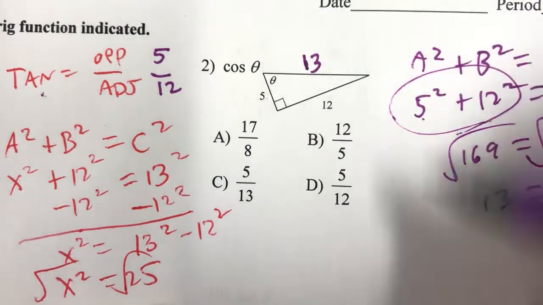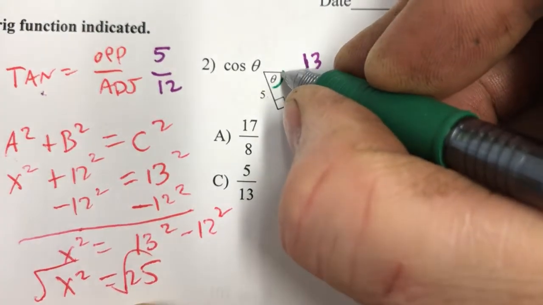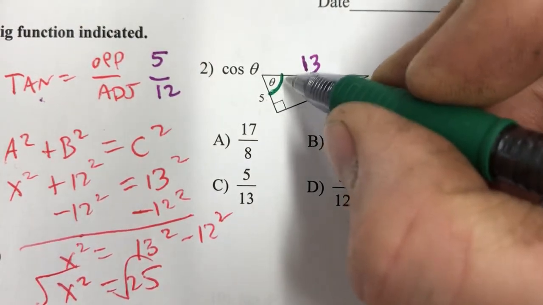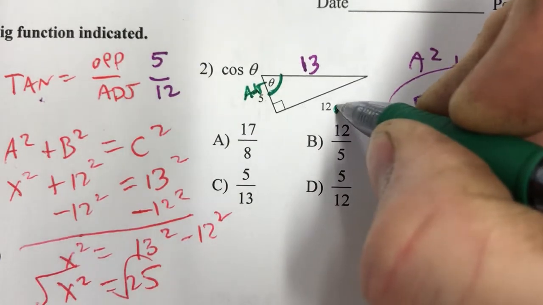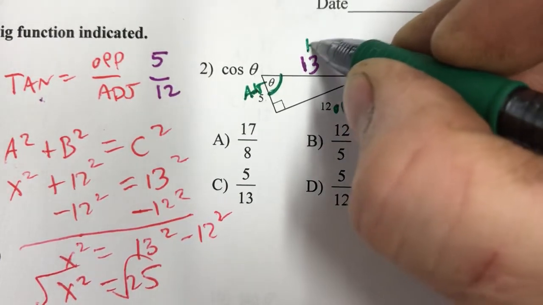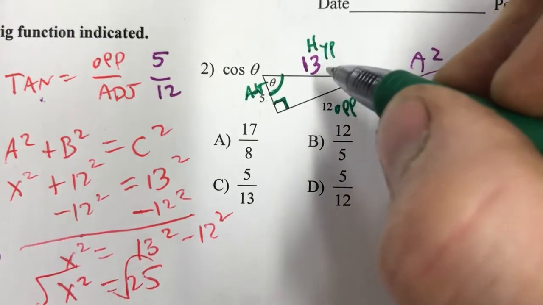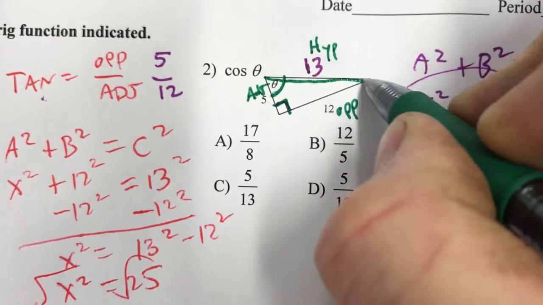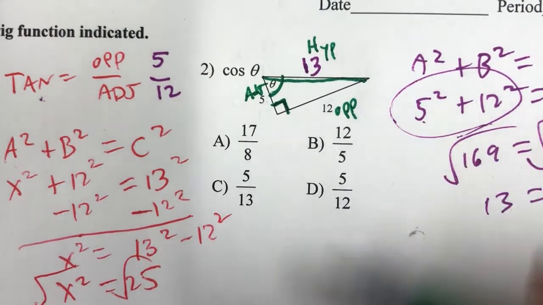Okay, so now there's all my sides. So let's label them. Here's my theta right here. It's right there. So this will be my adjacent leg right here, and this is my opposite leg over here. This is the hypotenuse. Sometimes I do the hypotenuse first because here's the right angle, and I know the side that does not touch the right angle is the hypotenuse. So there they are labeled.